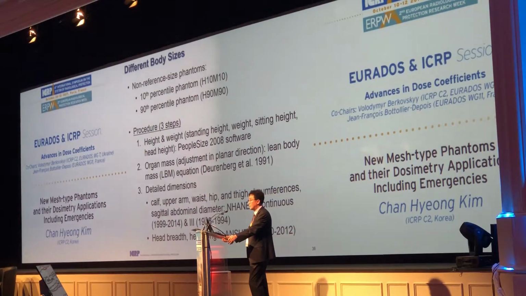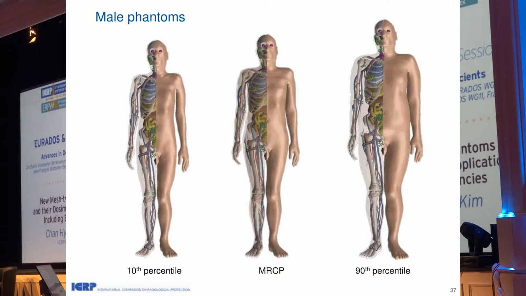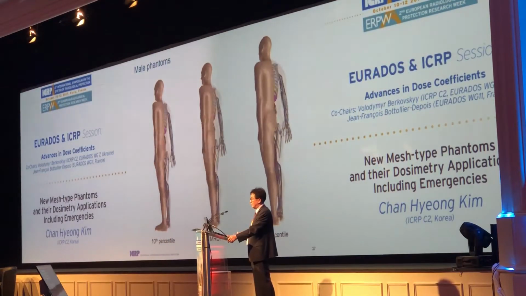So when we calculate those coefficients for the reference person, we also calculate those coefficients for a small person and a large person. I'm not going to explain the procedure in detail, but basically we scaled the current mesh type reference computational phantoms to 10th percentile and 90th percentile dimensions. And that is the beauty of mesh phantoms. You can easily change the shape of a mesh phantom for adjustment.